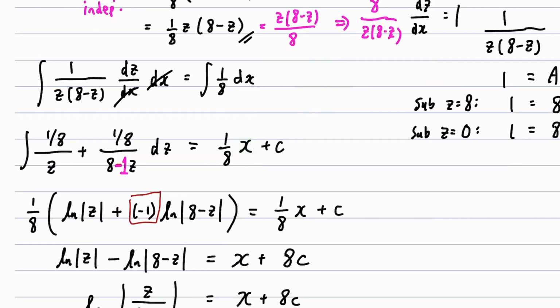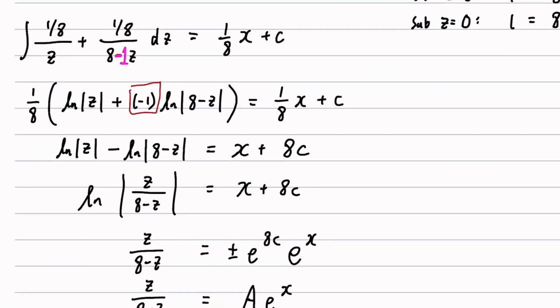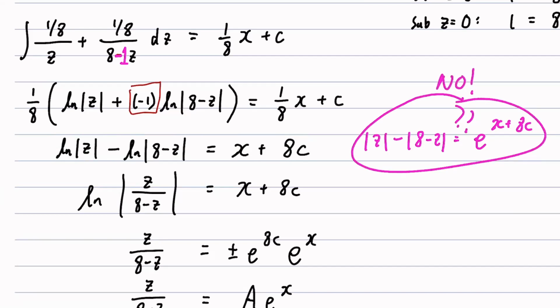Carrying on, we get 1/8 in front, can multiply to the right, so we get x plus 8c. Then you have 2 ln already. Can you e straight away? So conclude ln modulus z minus ln modulus 8 minus z equals e power x plus 8c. Can you do that? Okay, no. Cannot, this is wrong. You must have a single ln.